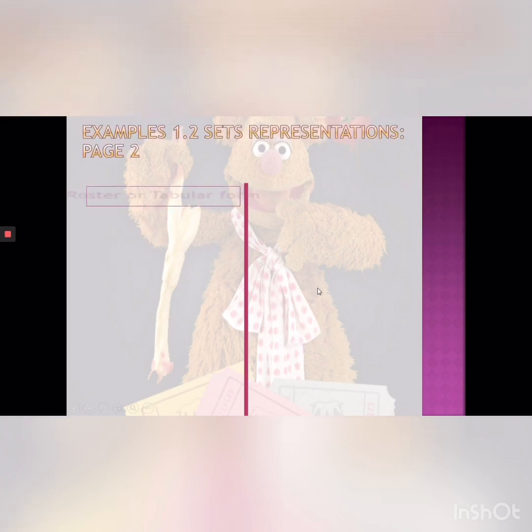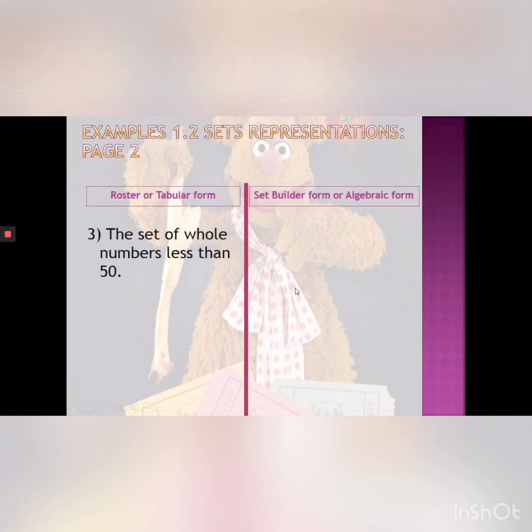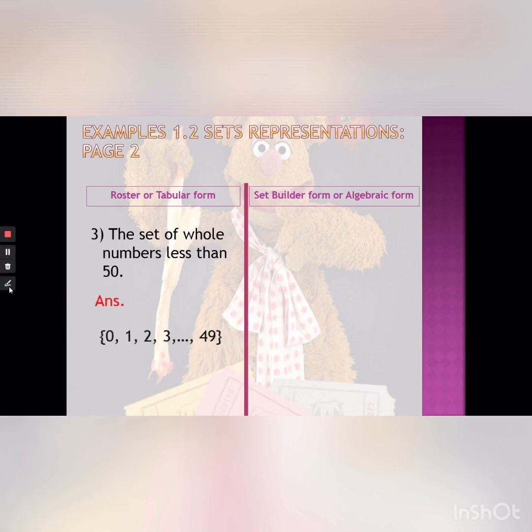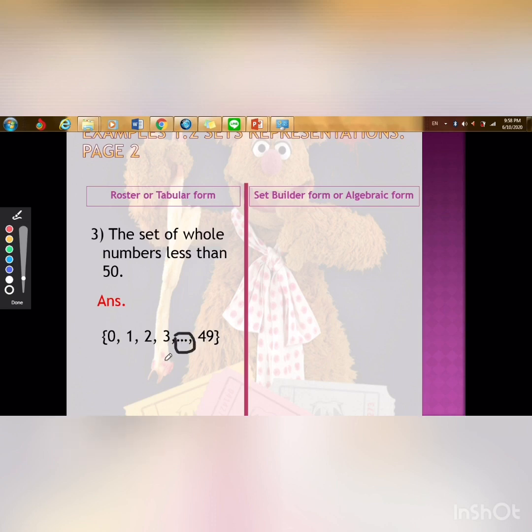For number 3, we have the set of whole numbers less than 50. So when you say whole numbers, it will start at 0. Since the elements are too long, you can apply the three dots, which represent continuity of such pattern. So that will be 0, 1, 2, 3, dot, dot, dot, to 49 because it's less than 50.